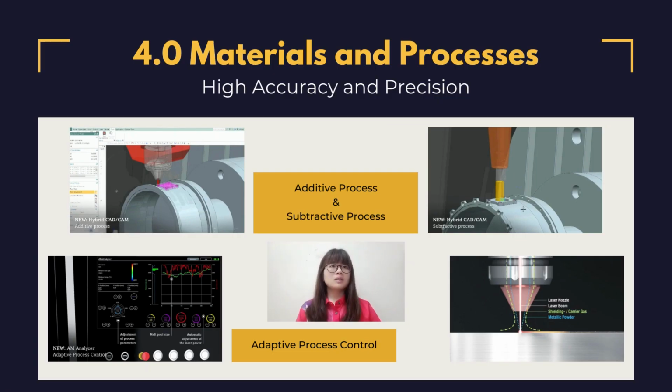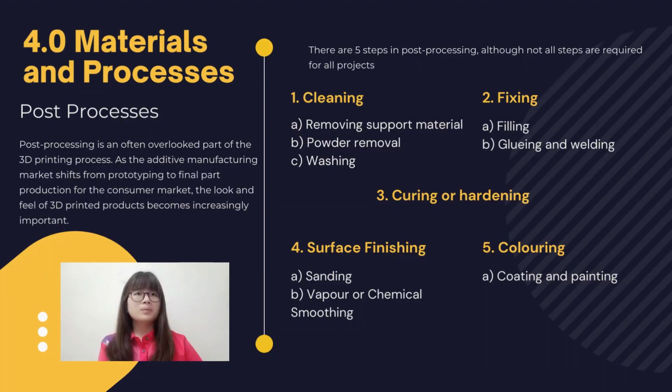The video that is recorded in the appendix shows that when the Lasertec 65 3D DMG Mori is processing, there is a hybrid CAD or CAM to function the additive process and subtractive process. Laser nozzle, laser beam, shading, and metallic powder perform with high accuracy and precision when it is functioning. Besides, the new AM analyzer can also control the additive process by adjusting the process parameters and the power of the laser. Post-processing is an often overlooked part of the 3D printing process.